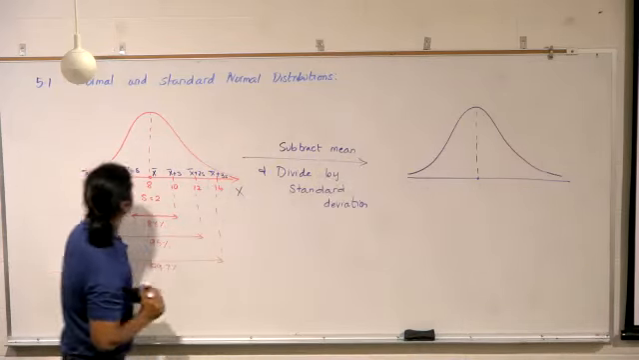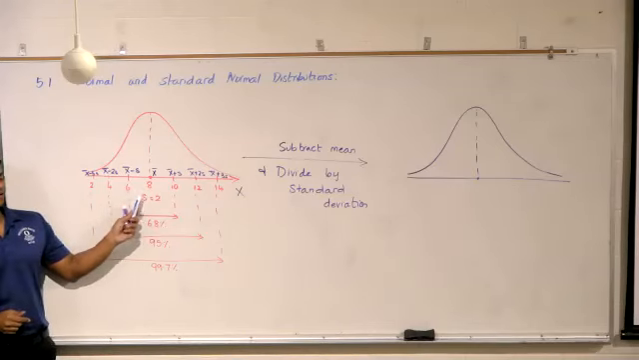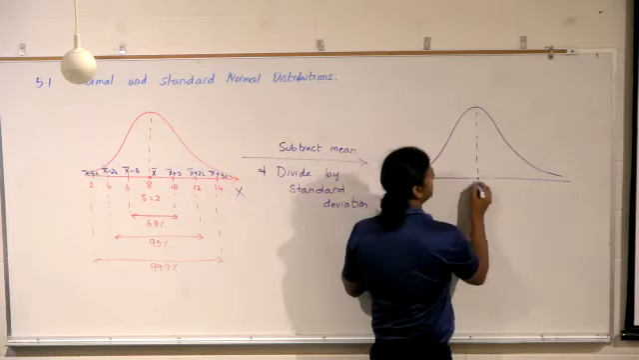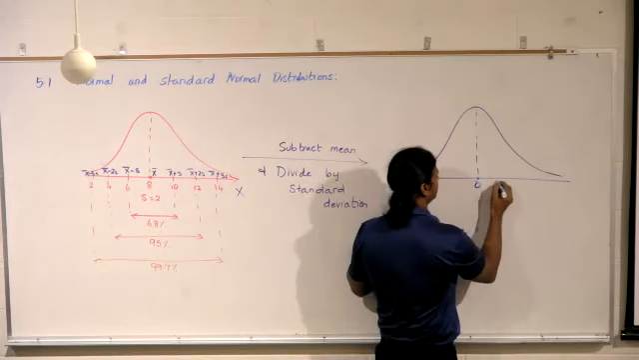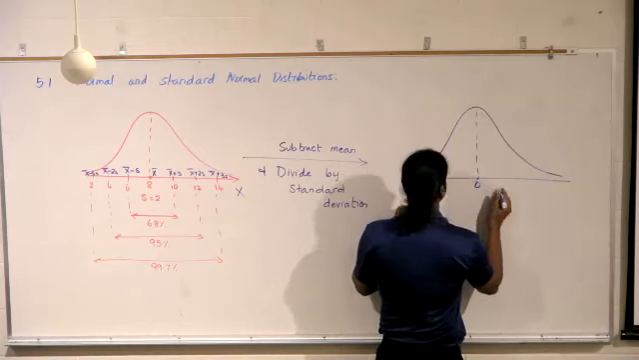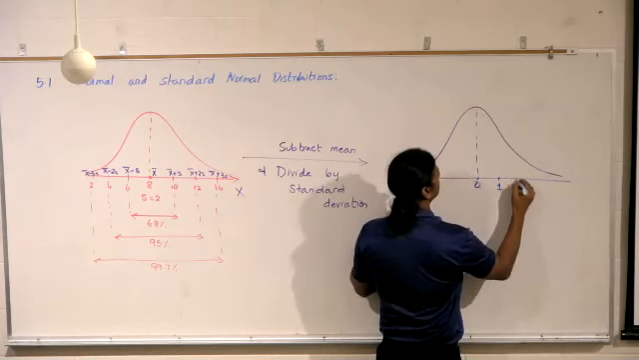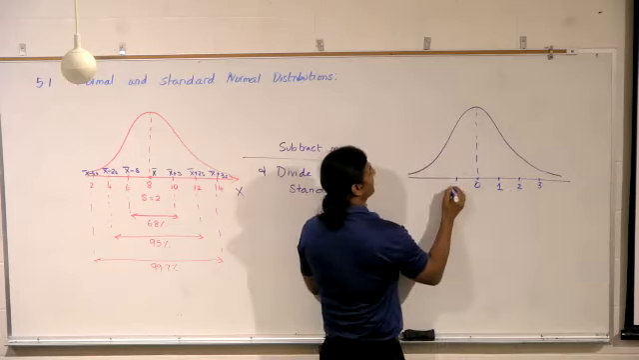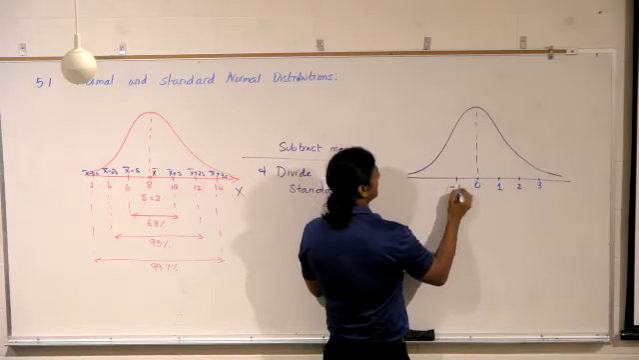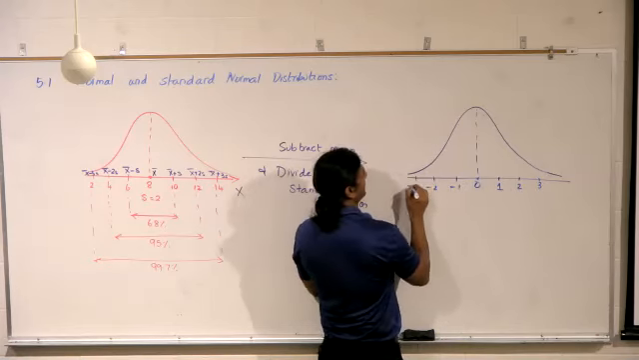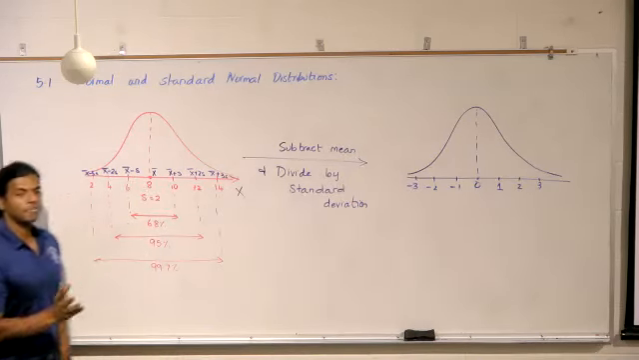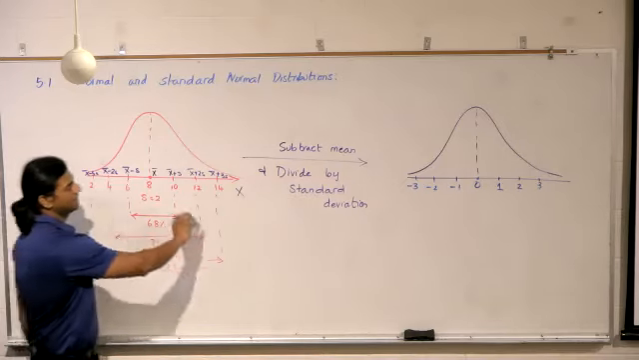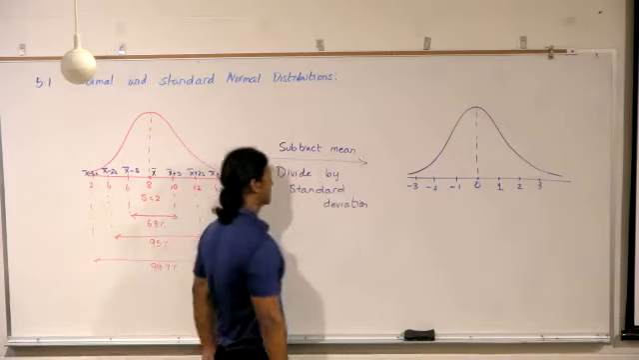Okay, so what would the z-score be for the mean? 0. What about the value 10? 1. Then 12 is 2, 14 is 3. Six is negative 1, 4 is negative 2, and 2 is negative 3. Good. The shape doesn't change. The observations change from data values to z-scores.